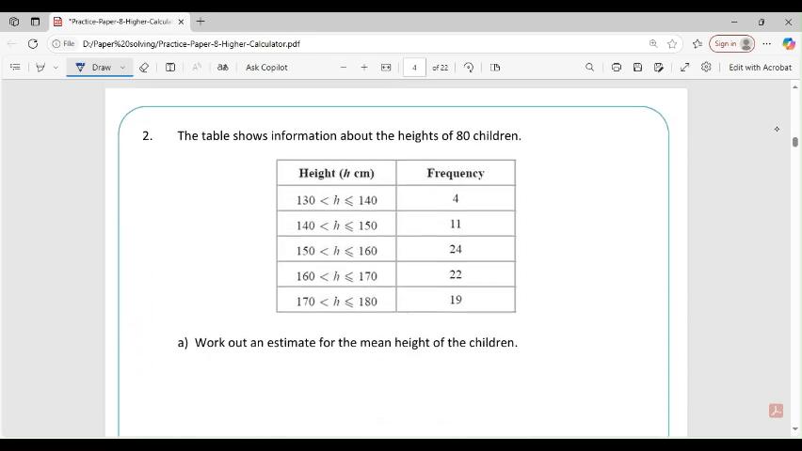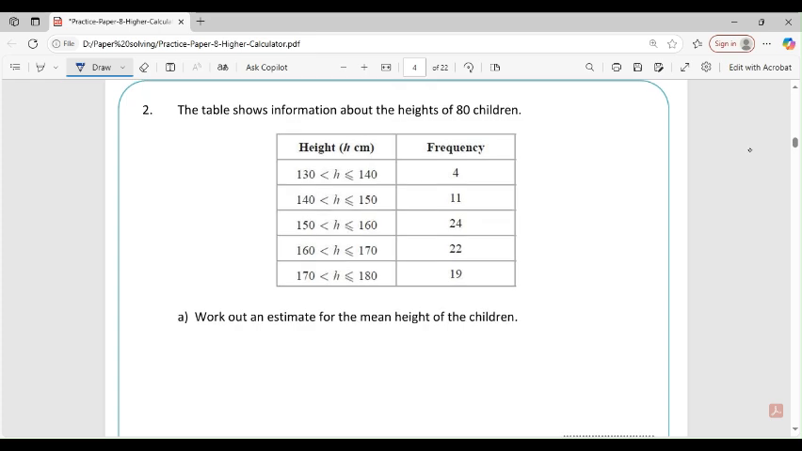In here, the table shows information about the height of 80 children. Now we need to find the estimate of the mean height. So for this, we need to write over here, the middle number is 135. Over here is 145. The next number is going to be 155, between 150 and 160. And over here, you will write 165. Make sure to write all the workings that you are expected to write.